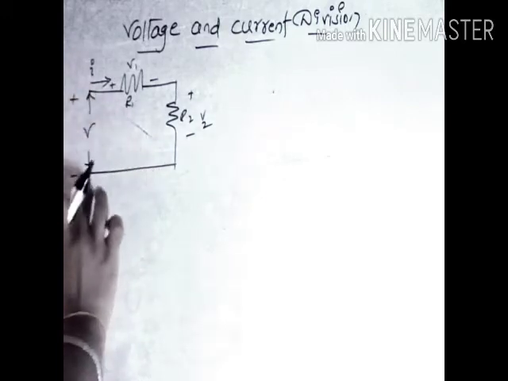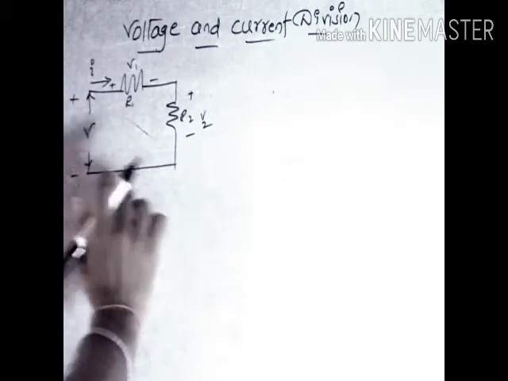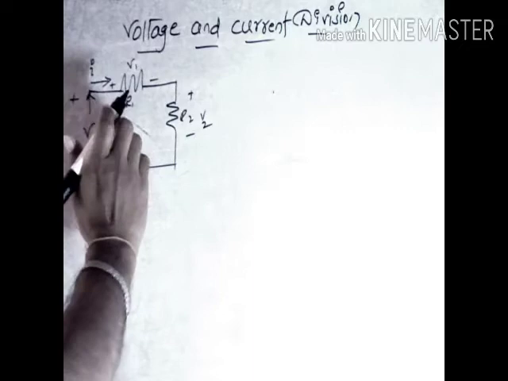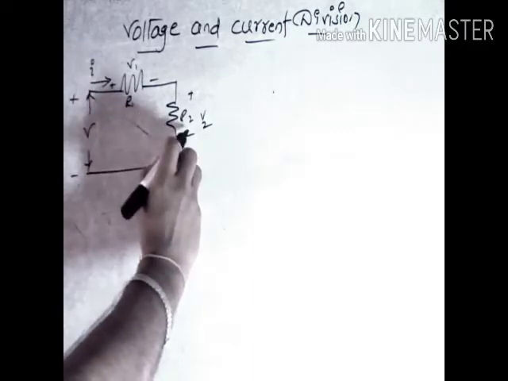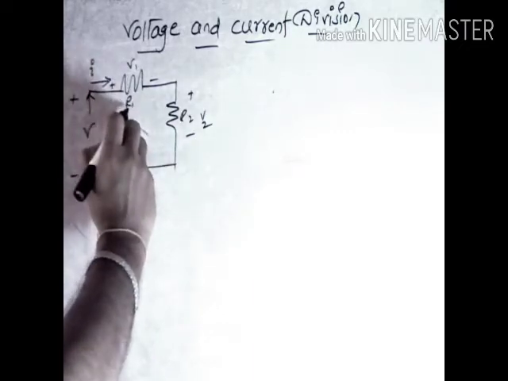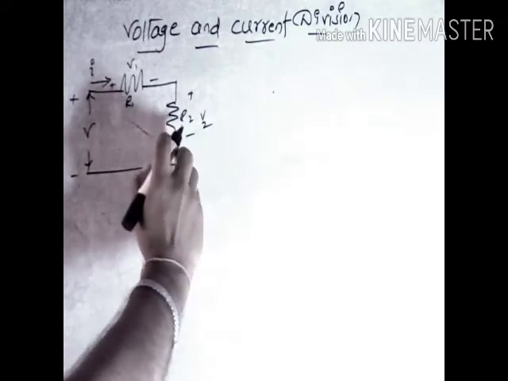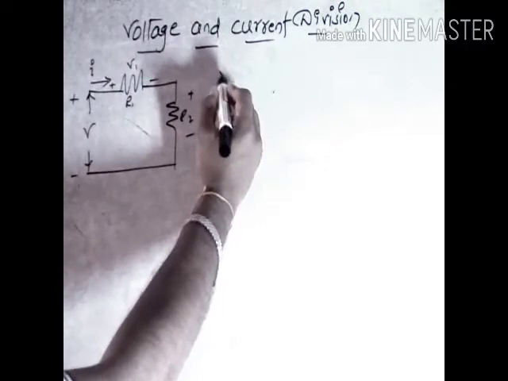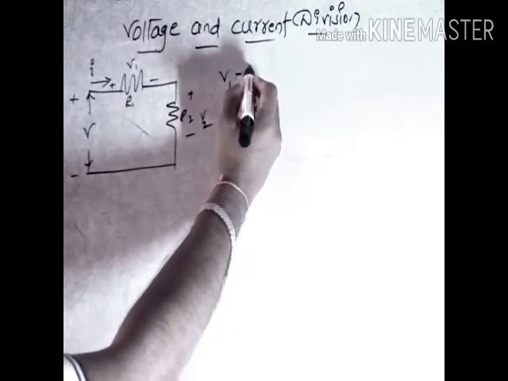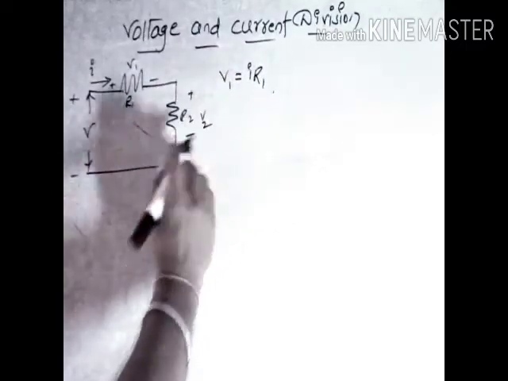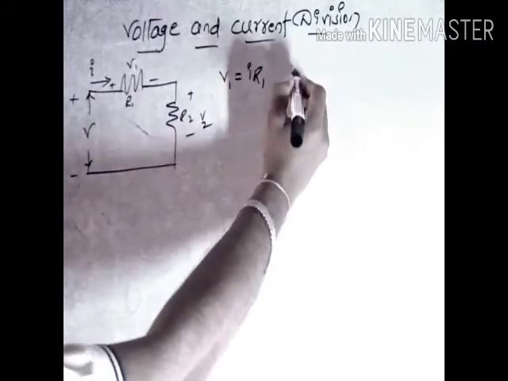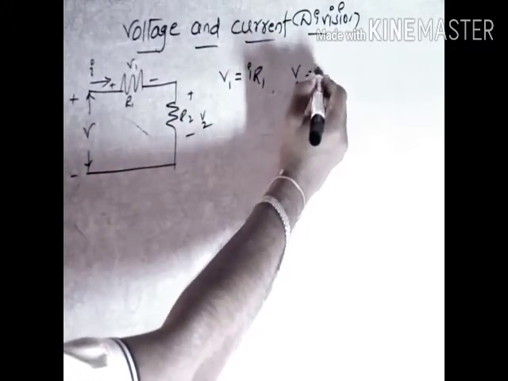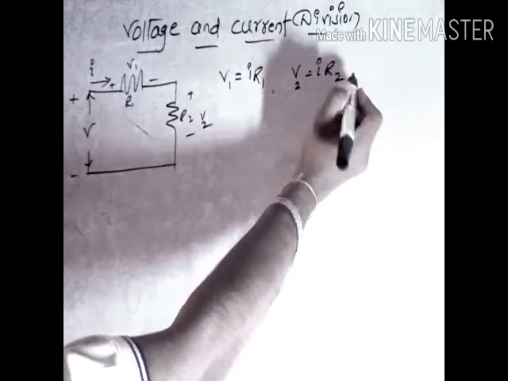Let us suppose I have taken a simple circuit. For this, a voltage V is applied. R1 is a resistor, R2 is a resistor. V1 is the voltage across R1, V2 is the voltage across R2. We know according to Ohm's law, the voltage across resistor R1 can be written as V1 equals I into R1. The voltage across resistor R2 can be written as V2 equals I into R2.